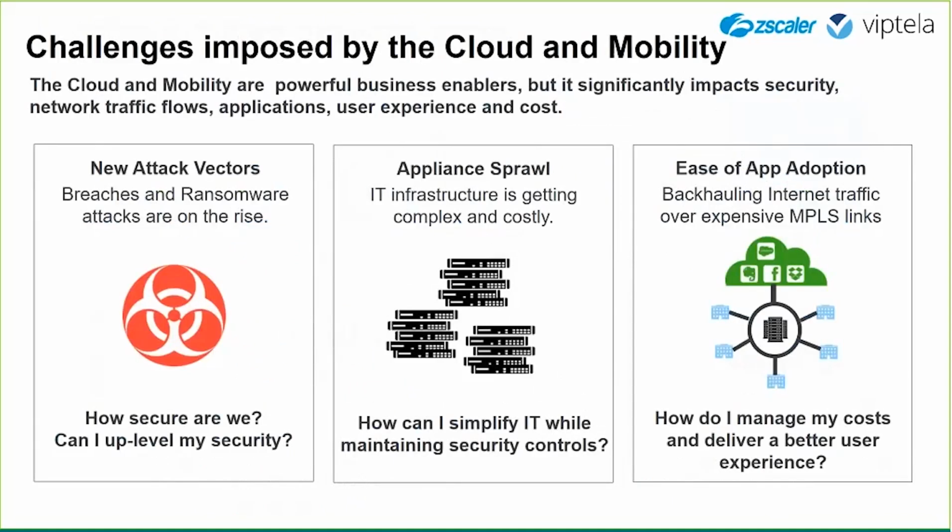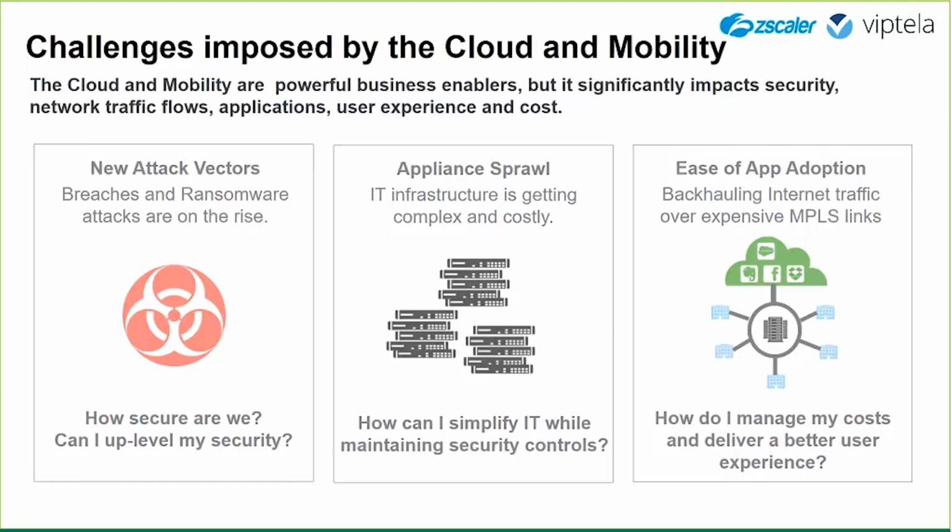Now we'll shift gears into why that's really important. You heard a lot about what Ramesh talked about earlier in terms of transforming the network into this world of cloud, and that really does open up a new set of challenges around new attack vectors, potentially around appliance sprawl if you have to get appliances out to directly connected branches because you need to add security there, and how do you ease adoption of these cloud-based applications to both improve productivity and speed to revenue and provide a better user experience.